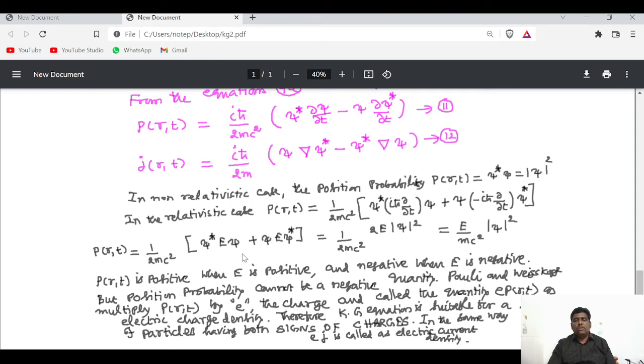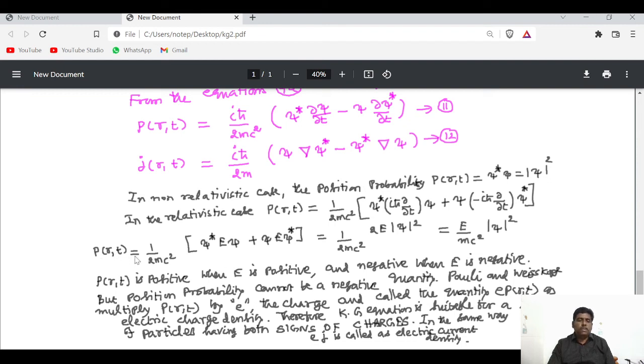This will lead to one conclusion, that is, the Klein-Gordon equation is suitable for a system of particles having different signs of charges. That means both signs of charges. Suppose a system has only one particle of a given charge, the KG equation is not suitable. If a system has only one particle, and that particle is an electron, we cannot apply our KG equation. If a system has only one particle, and that particle is a positron, we cannot apply our KG equation. But if a system has particles with both signs of charges, that means positron and electron, at that moment we can apply our KG equation.